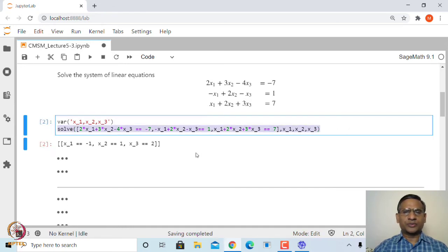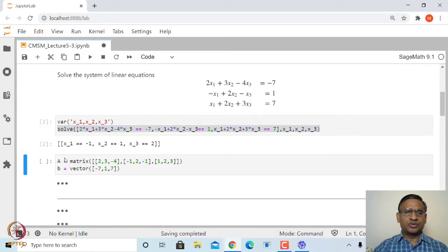However, you can also write this equation as a matrix equation. You can write the coefficient matrix A, which will be a 3 by 3 matrix whose first row is 2, 3, minus 4, second row is minus 1, 2, minus 1, third row is 1, 2, 3, and then B is the column matrix minus 7, 1, 7.